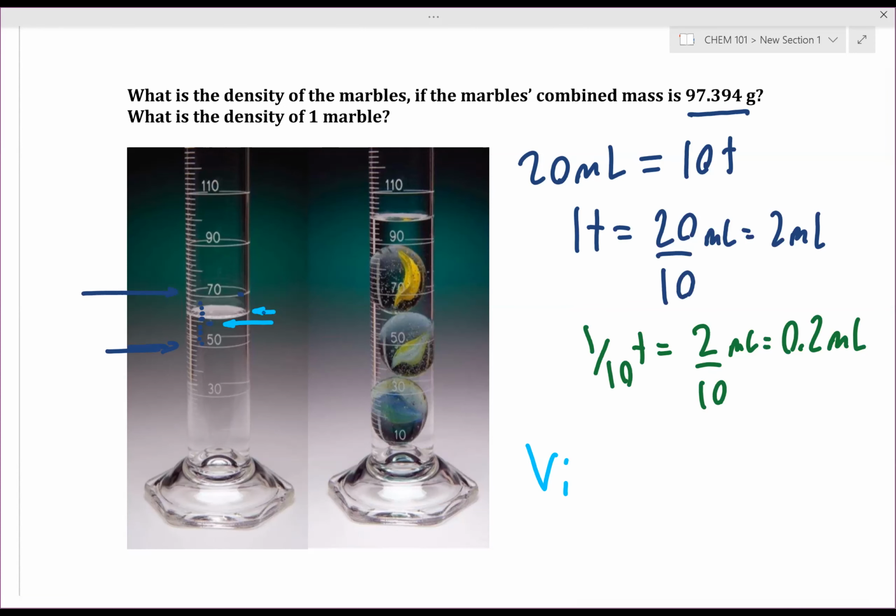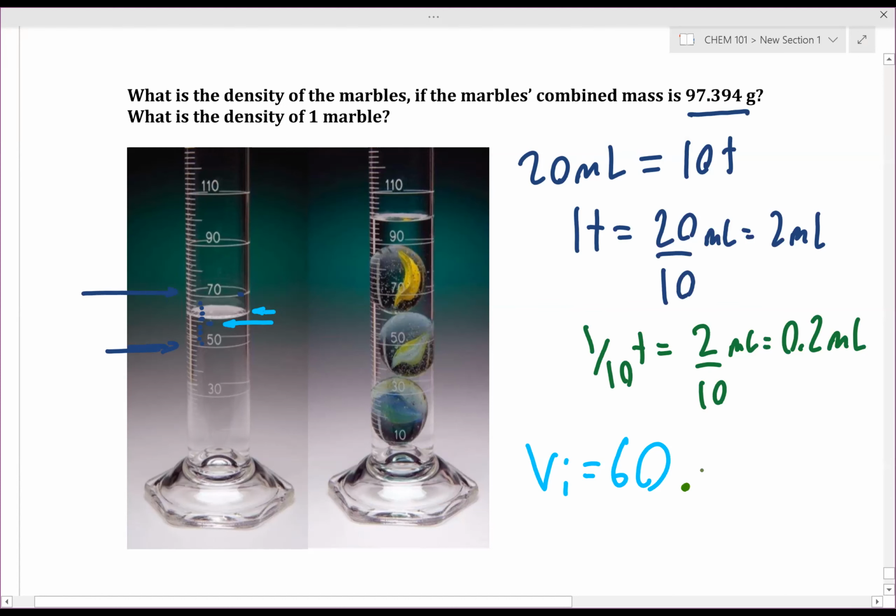If we're 5 ticks up from 50, 60. So our V initial is about 60. These are our certain digits. And what digit can we estimate? Would someone like to propose an estimated digit? 0.2. Yep.